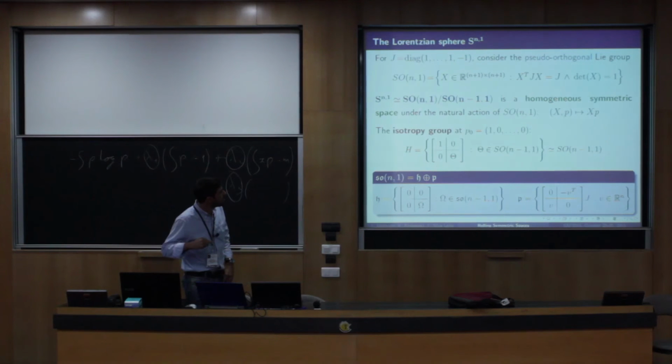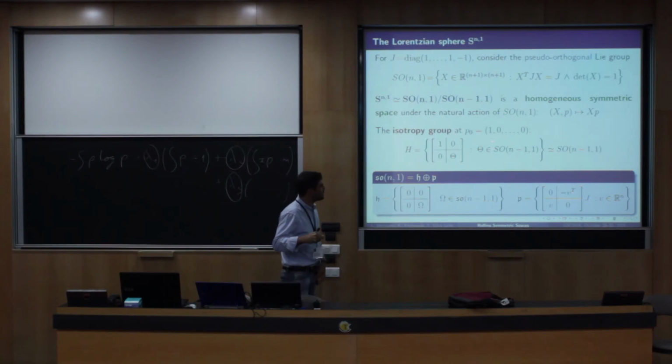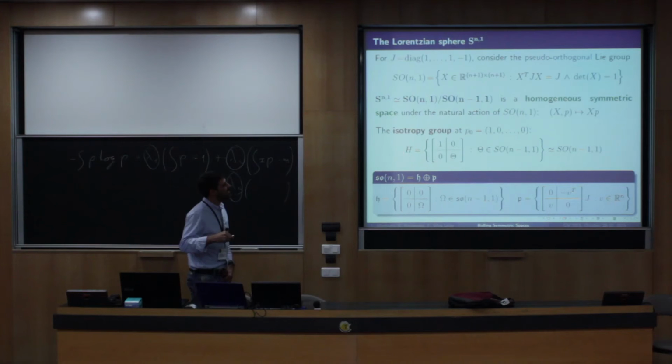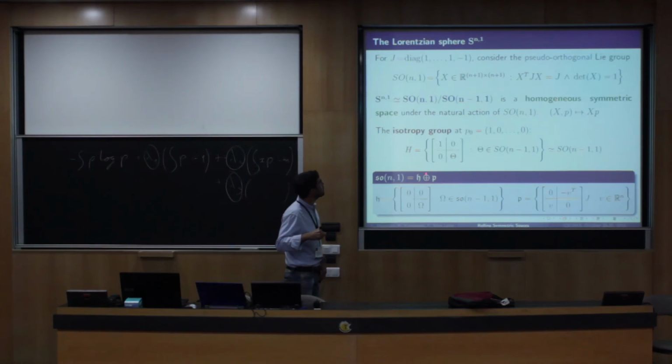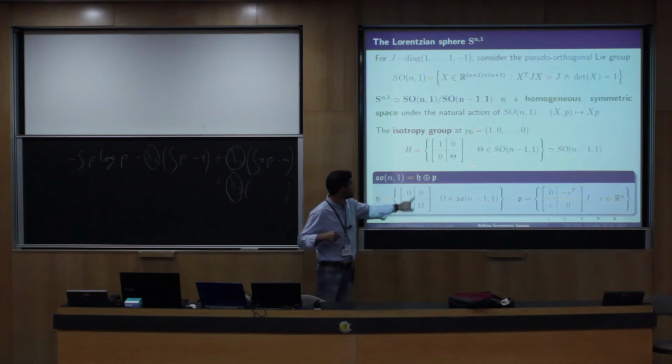So in this case, this Lorentzian sphere is also a homogeneous symmetric space under the natural action of this pseudo-orthogonal Lie group, given by this. And the isotropy group at a given point, that in this case we fix the north pole, just to be different, is isomorphic to SO(n-1,1). And this is the decomposition of the Lie algebra associated to the homogeneous symmetric space, where H is the Lie algebra of the isotropy group, and P is that vector space.